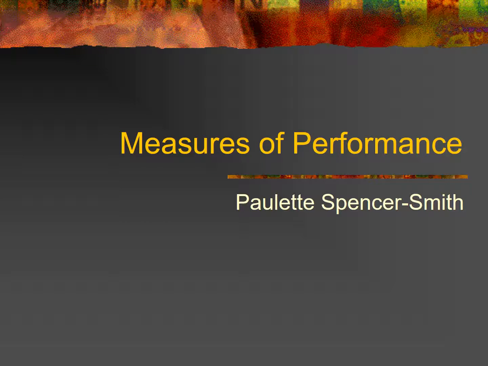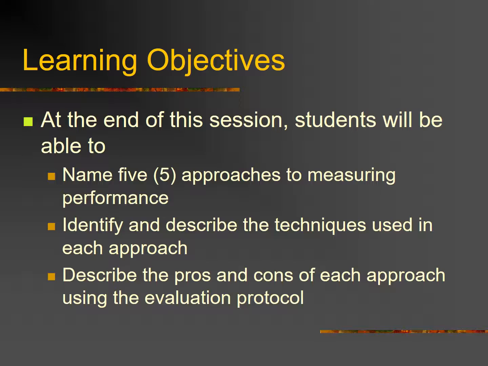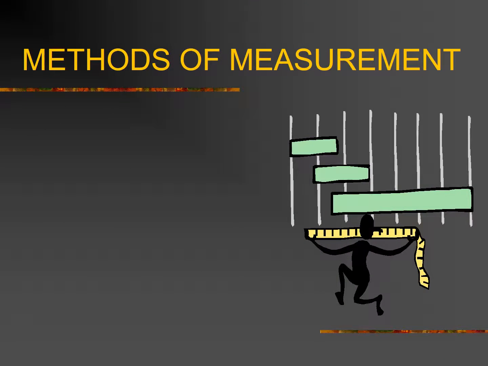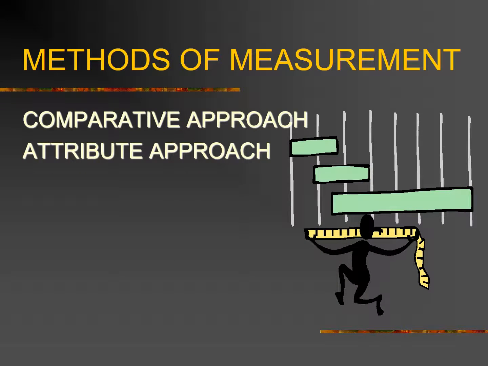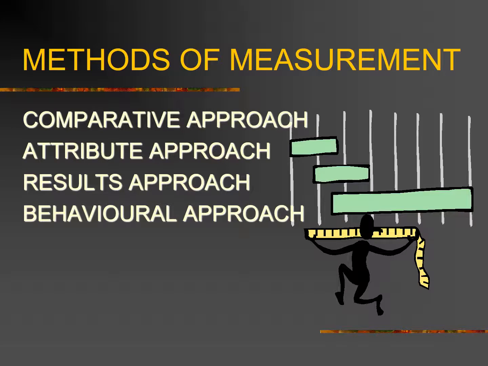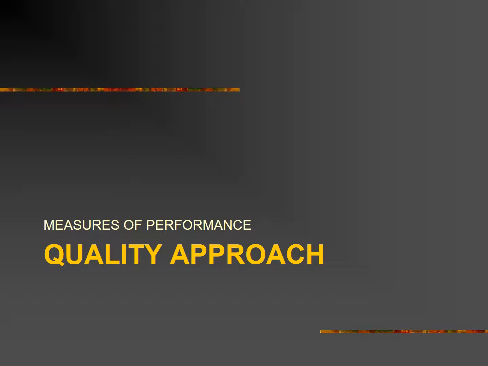Welcome to our final session in this segment of measures of performance. Now, by this time, we should be able to understand these learning objectives: to name those 5 approaches to measuring performance, identify and describe the techniques used in each approach, and describe the pros and cons of each approach using the evaluation. Now, as a reminder, the 5 approaches are comparative, attribute, results, behavioral, and quality.